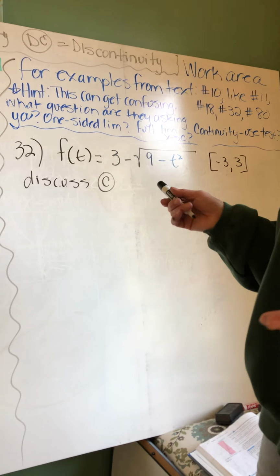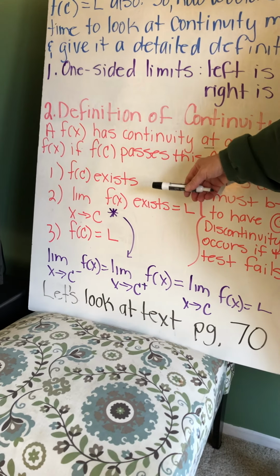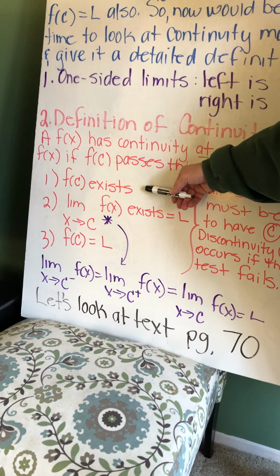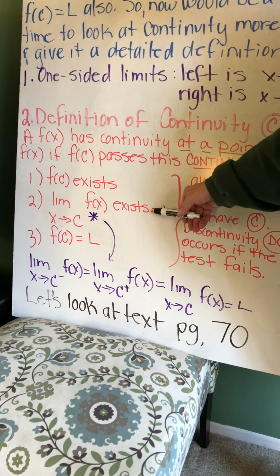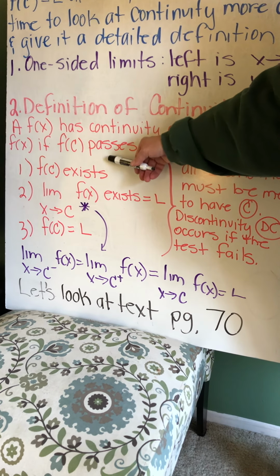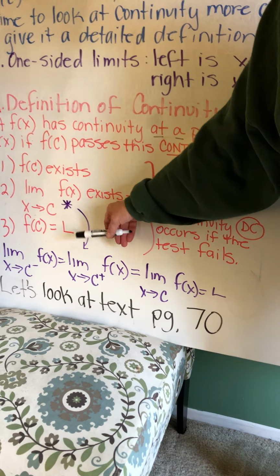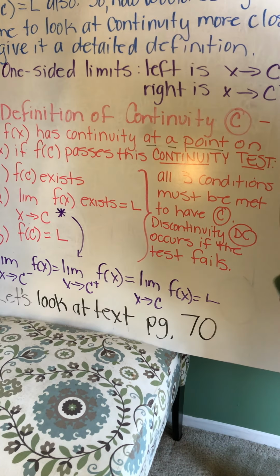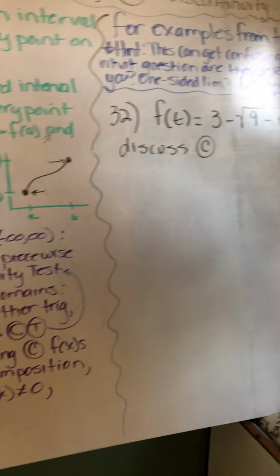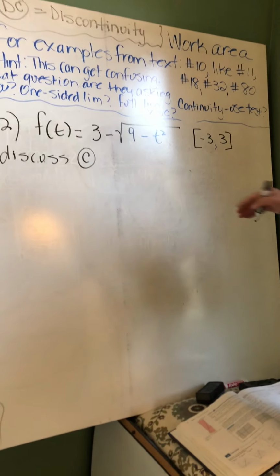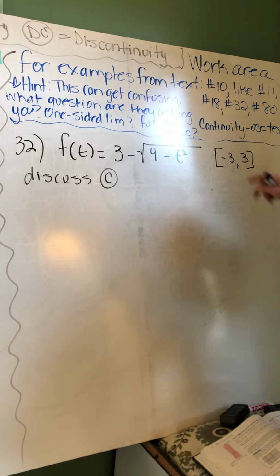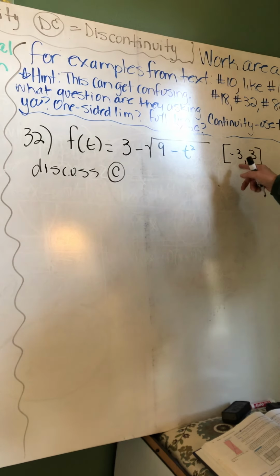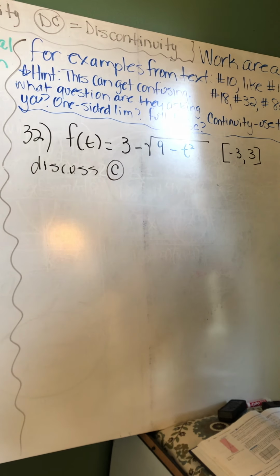A discontinuity would occur if, over here, number 1 on the continuity test, the value of the function doesn't exist, that I can't find a limit. Or if 1 and 2 exist, they have to equal each other. So let's just look at this point by point, and then I want to talk about this graphically. We have a closed interval from -3 to 3. Let's check to see if the value of the function exists.